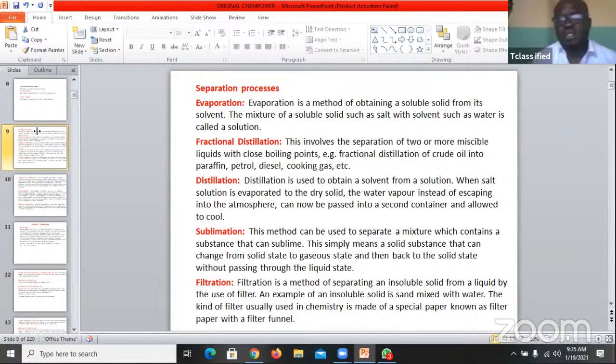So you have a setup. The vapor goes up when it evaporates due to the boiling. There's a cooler part on the upper part of the distillation column that will enable you to collect that liquid. So the liquid is very important, as against evaporation, where you're looking at the soluble solid. Okay.